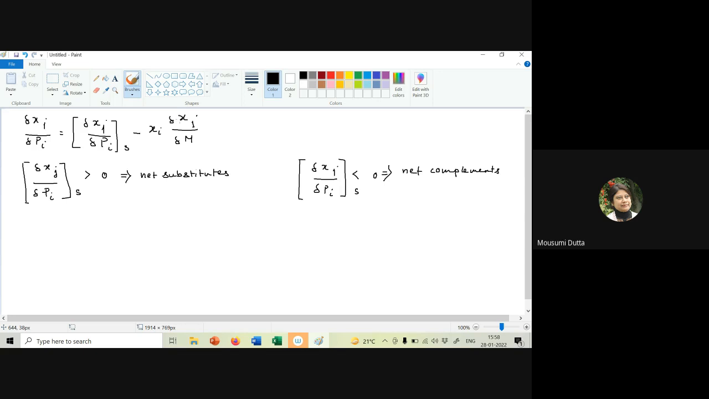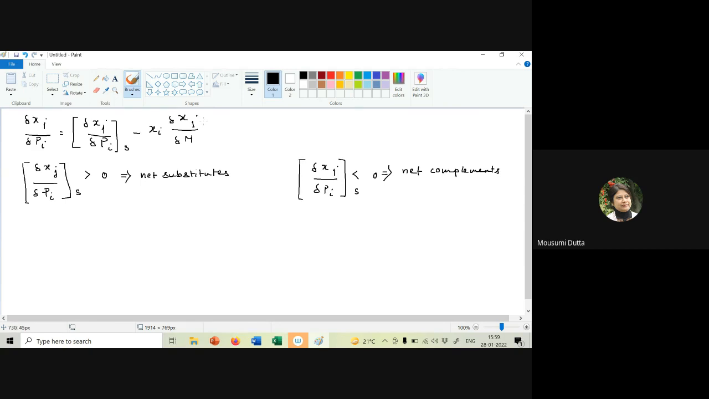Now del xj by del m less than 0, what is the meaning of this? What kind of commodity will be xj in that case? Inferior. Ma'am, inferior because it is negative. Inferior good. Very good. This xi is always positive. This xi is the quantity demanded for a certain commodity. So this entire thing will be unambiguously positive if and only if the concerned commodity is inferior in nature.